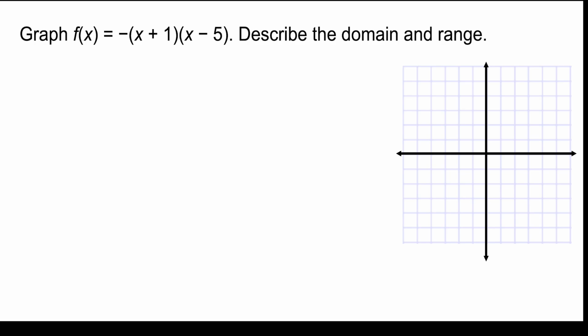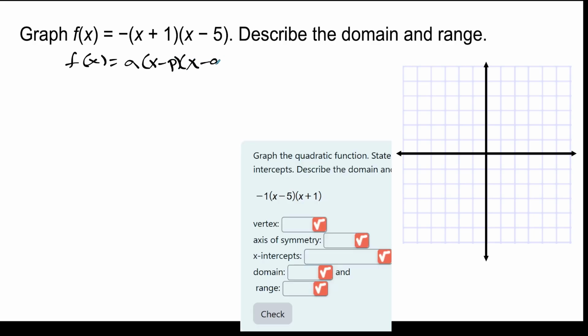Graph this function and describe the domain and range. So let's go ahead and graph this function. The original function that we were given is a times the quantity x minus p times the quantity x minus q. That tells us that we have the x-intercepts, so we know where this is going to cross the x-axis. So let's go ahead and set each of these equal to 0.